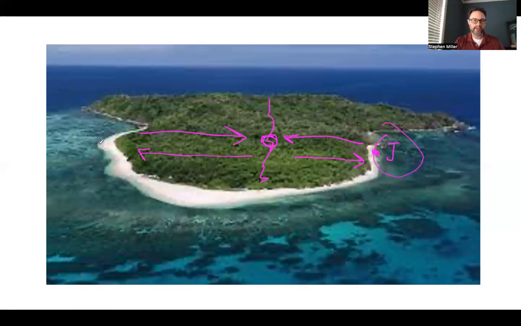Let's say they wash up over on the other side of the island. All right. The jock runs over to the other side of the island. And who does he discover there? He discovers a nerd.